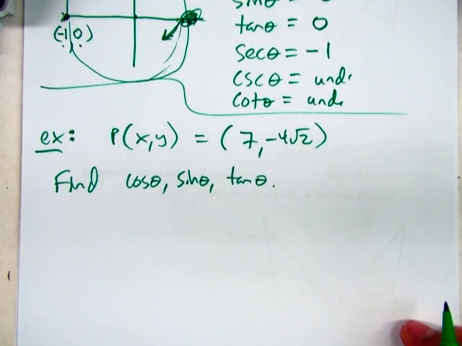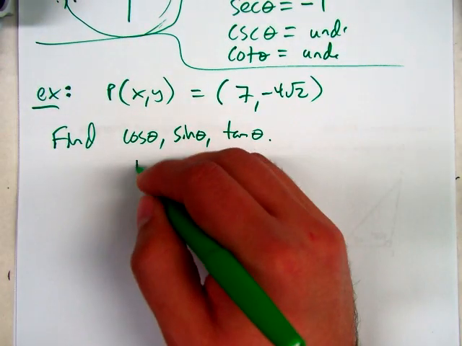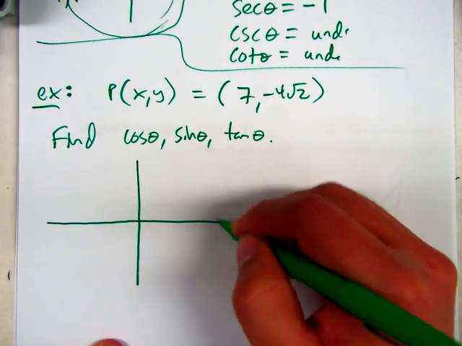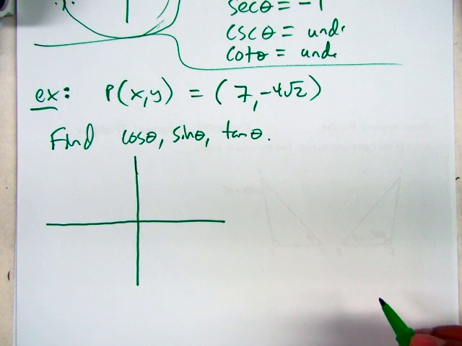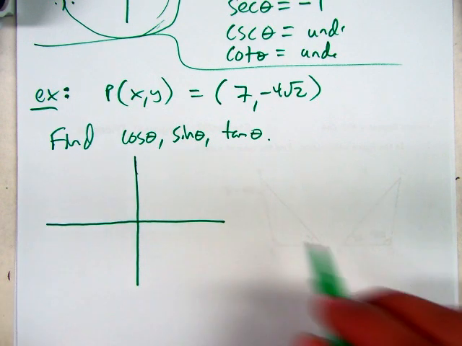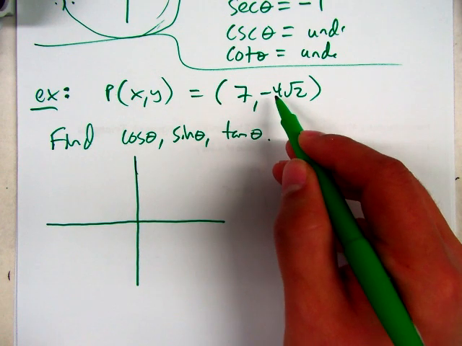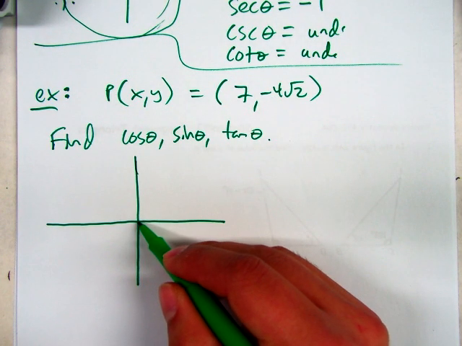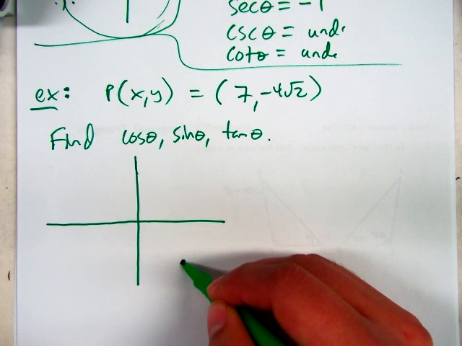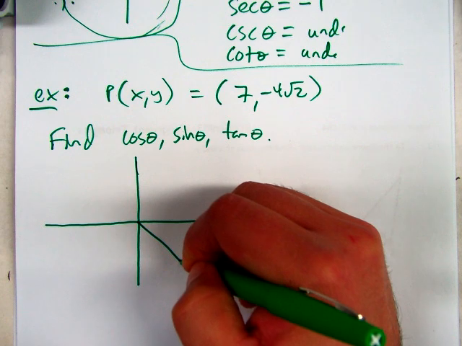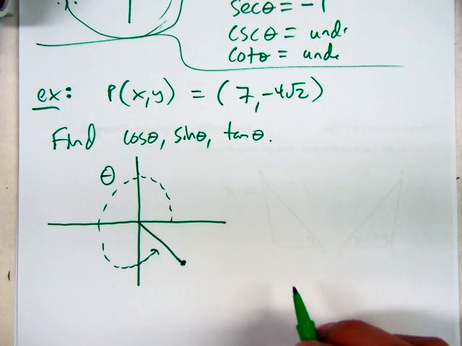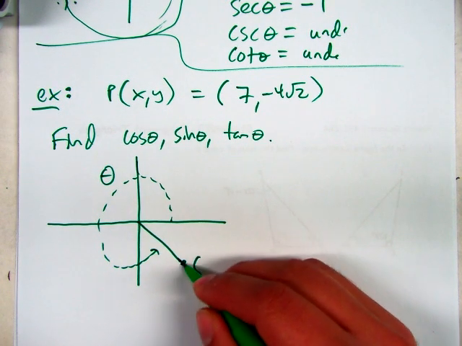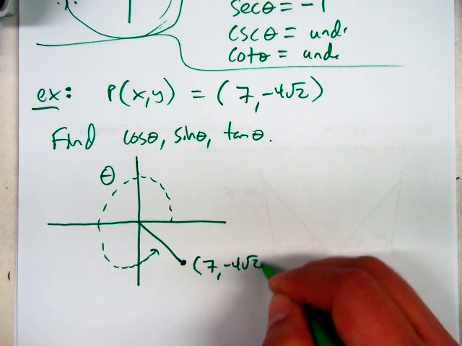First we're going to draw a picture. There are like 3 or 4 different ways to do this. I'm going to do it the way I think is going to help us for the rest of the trig stuff that we do. What quadrant is 7, negative 4 root 2 in? 4. So down here somewhere. So in order to get here, here's this angle theta, this really large angle theta, and the coordinates of this point are 7, negative 4 root 2.